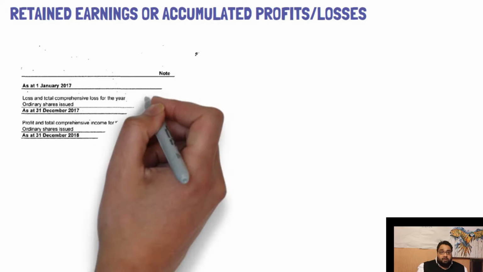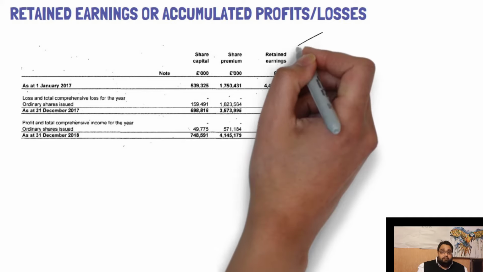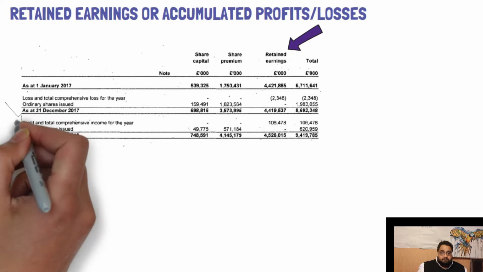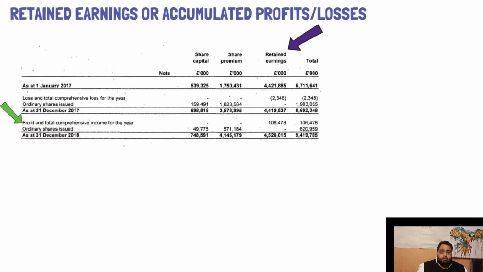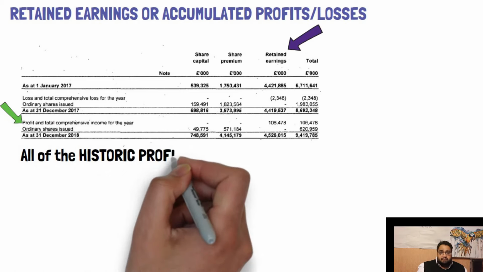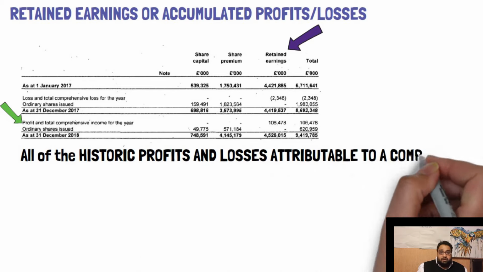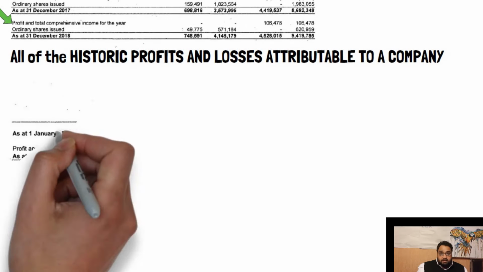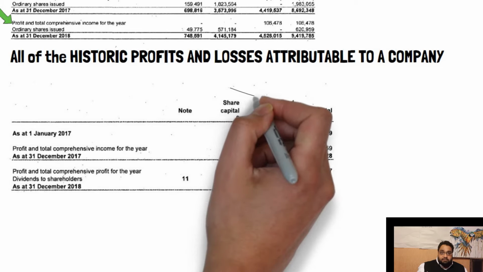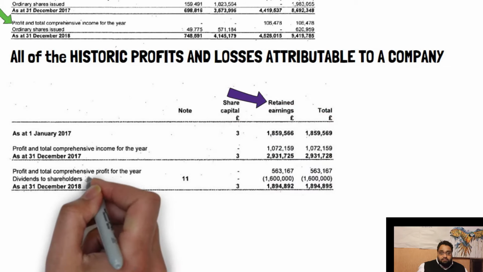Here's an example of a statement of changes in equity, which gives you basically an overview of the movements of all of the equity, of all of the reserves that make up equity. So you can see quite clearly here that retained earnings is made up of accumulated profits and accumulated losses. So these are all the historic profits and losses of the company. We can also see from this other set of financial statements that retained earnings also includes dividends that are distributed out or have been historically distributed out to shareholders.